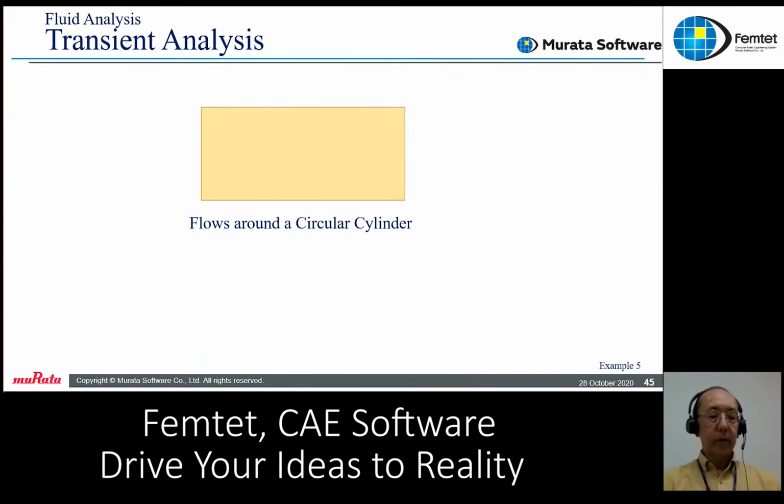This is an example of transient analysis. And this is a top view of the analysis model. I put a circular cylinder here. And the inlet and outlet are set.